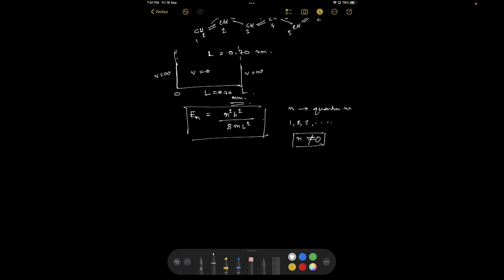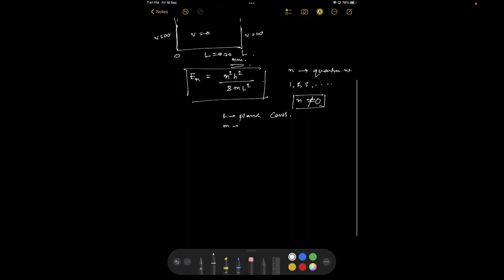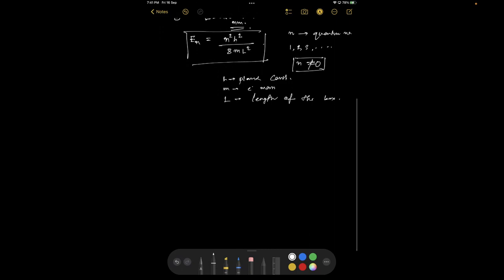Okay, so h is the Planck constant, m is the mass of the electron, and L is the length of the box. Now for the 1,3,5-hexatriene molecule, there are 3 pi bonds. That means there are 6 electrons inside.